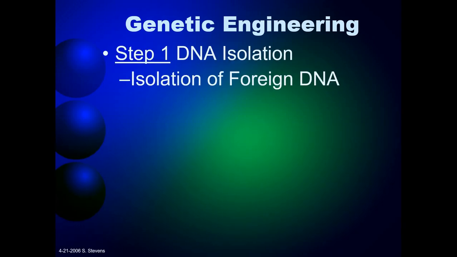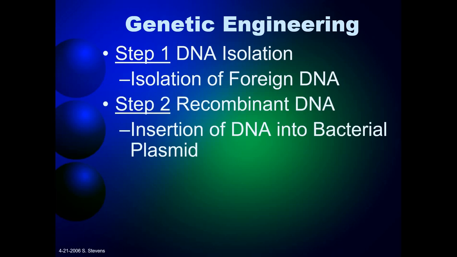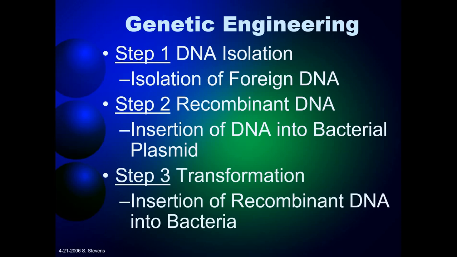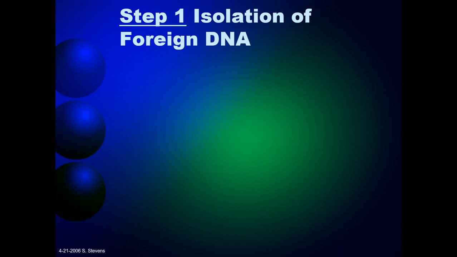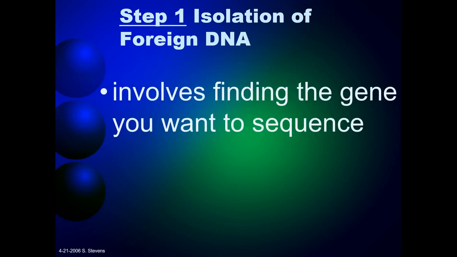Okay, so genetic engineering is part of what we're doing in biotechnology. We're going to isolate some foreign DNA. That's the first thing we want to do. And then we want to insert that DNA into a bacterial plasmid and see what it does. That's what we're inventing or looking at. We're looking at the transformation. That's what it's called. Okay? So when we go to looking at DNA, we isolate it. It involves finding the gene sequence you want.